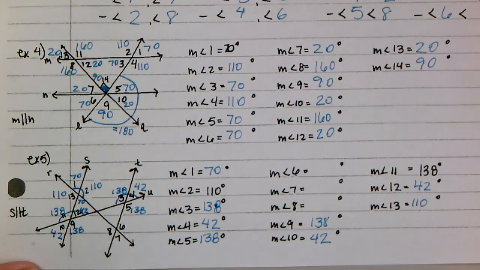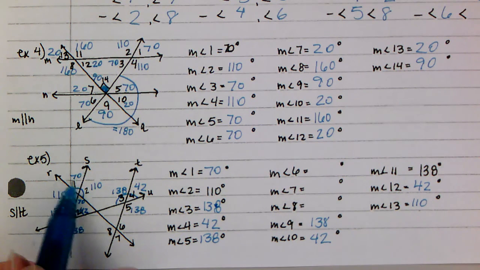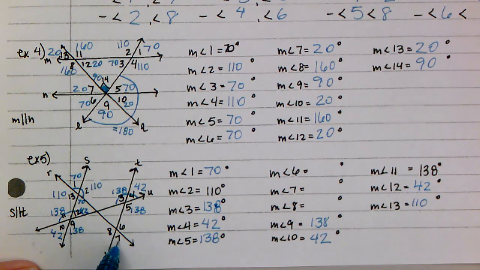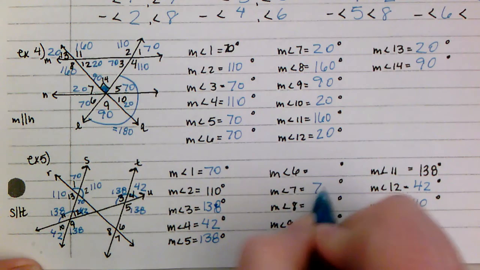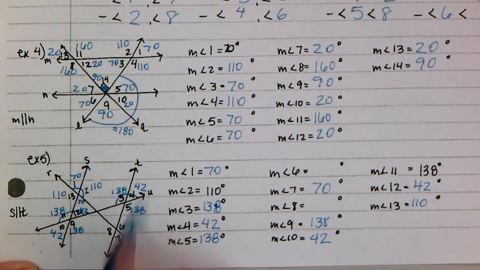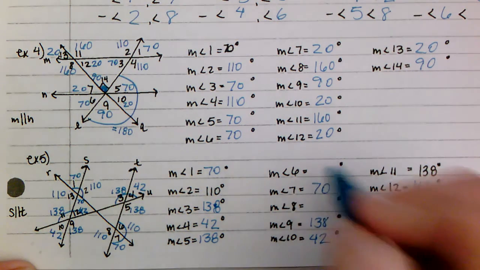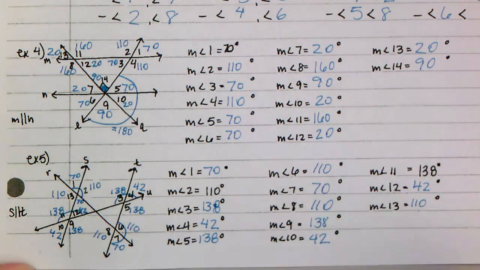And then I can do some zigzagging over here as well, and I can go from 1 to here to over here down to here in 7. So 7 is also 70 degrees. It is alternate exterior with angle 1. And then 6 and 8 have to be supplement to that. So this is 180 total. So that means 6 has to be 110. And 8 is vertical to 6. So that one is 110 also.